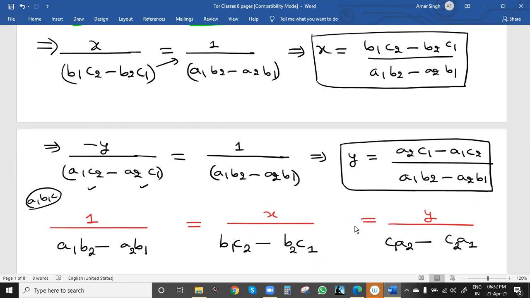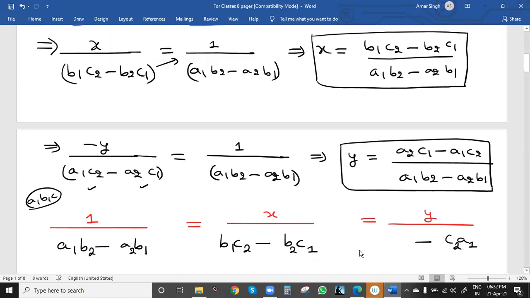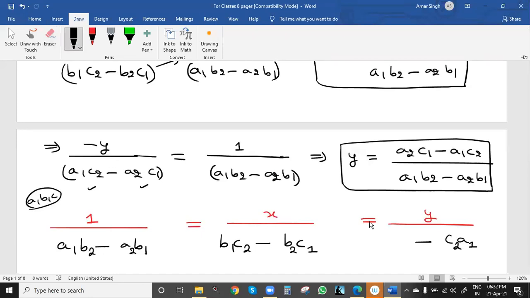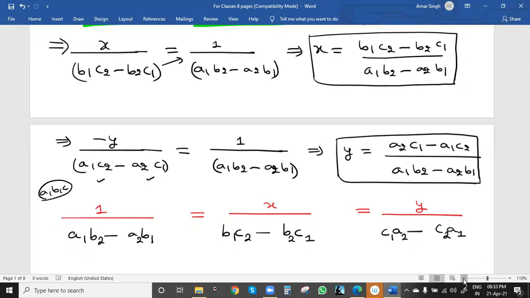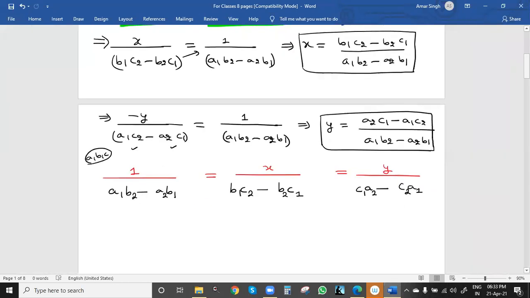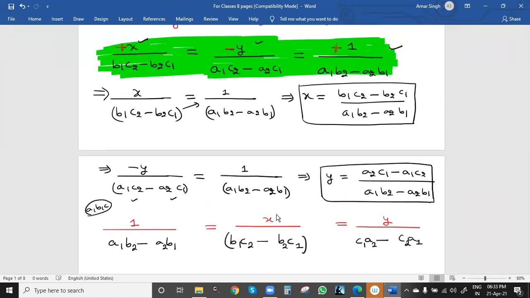If you want to match, now we have the correct formula for all the cases. This is CA only, CA 1 2. Now if you see, our formula is correct, the values match. See carefully: x we can write as b1 c2 minus b2 c1 by a1 b2 minus a2 b1, all positive here. y we can write as c1 a2 minus c2 a1 by a1 b2 minus a2 b1. All values are correct.